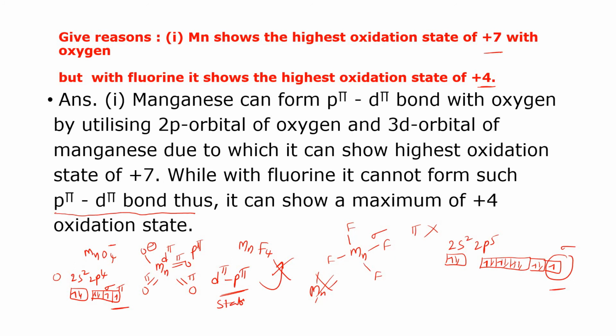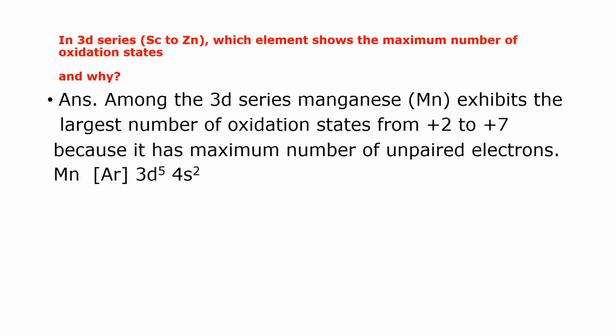Give reason. Manganese +7, just now we discussed this one, completed. In the 3d series, which element shows the maximum number of oxidation states from scandium to zinc? I will take chromium and also manganese. Chromium configuration will be 3d5 4s1. Manganese is 3d5 4s2. Now how many electrons can we lose here? Up to 7, so up to +7 it will get here. And in chromium, 6 electrons, up to +6. So it has more electrons, so it will get more oxidation states.